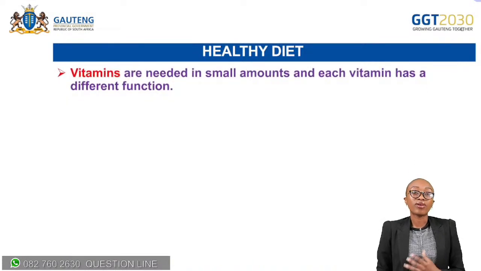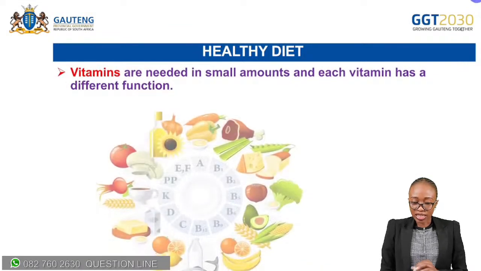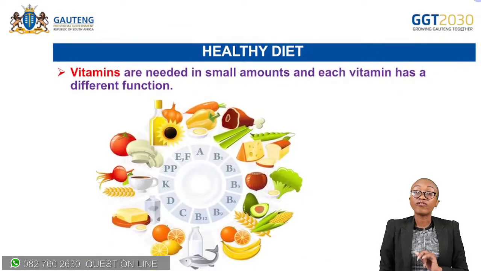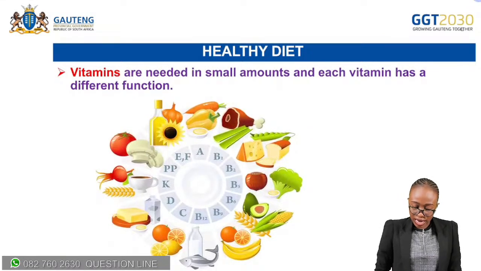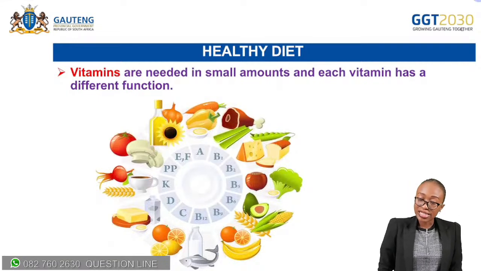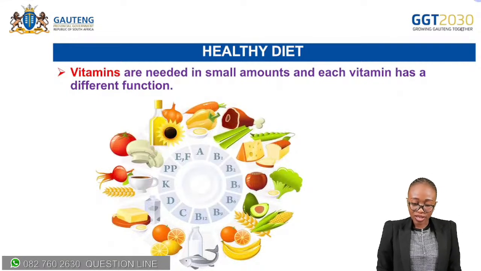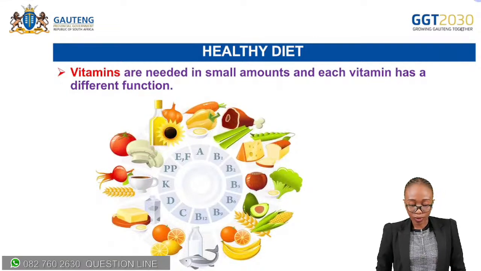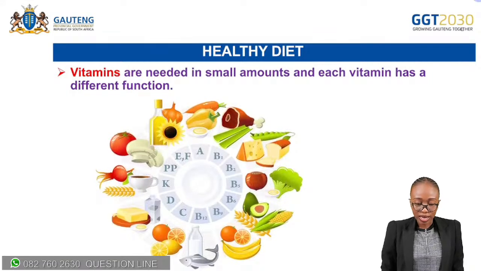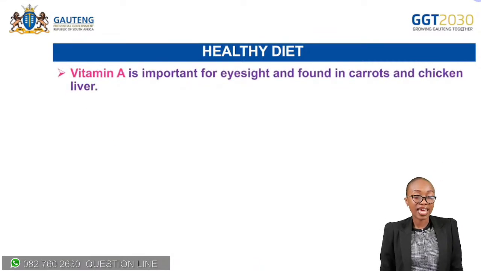Vitamins. Let's talk about vitamins. Vitamins are needed in small amounts and each vitamin has a different function. If you look at my picture here, we've got vitamin A, the B's, C, D, K, P, E, F, right? All these vitamins have different functions, but for today's lesson, we're going to focus on vitamin A, C, and E amongst the different vitamins. Let's start off with vitamin A.